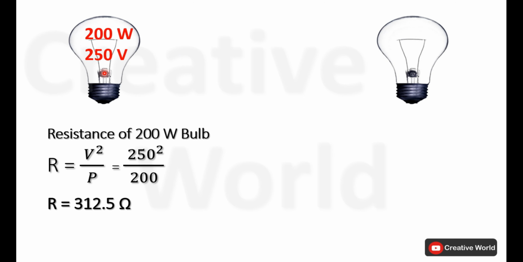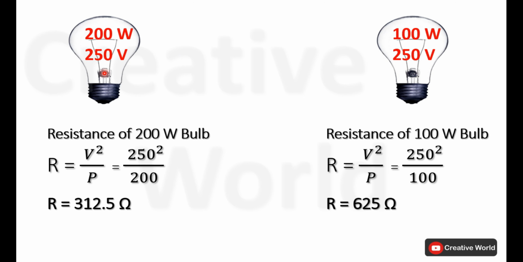Similarly, we will calculate the resistance of the 100 watt bulb using the same methodology and the same formula. We got R is equal to 625 ohm. Now we have the resistance of both bulbs.